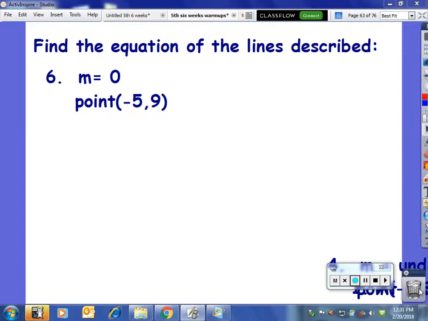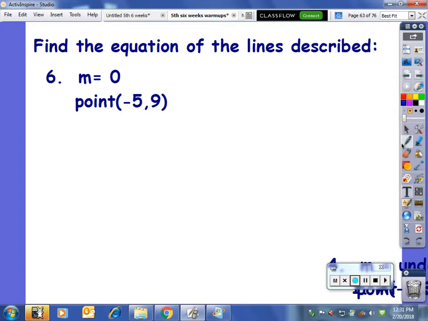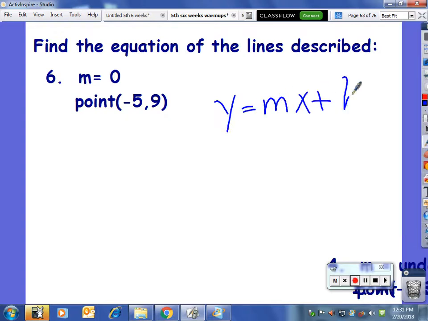Now, if you forgot that it's a horizontal line, I don't know what's wrong with your calculator. I'll have to look at it in a minute. If you forgot it's horizontal, you could always do the math. Y equals mx plus b. Grab a different calculator. Something's wrong with that one. Reset it and then try it again.